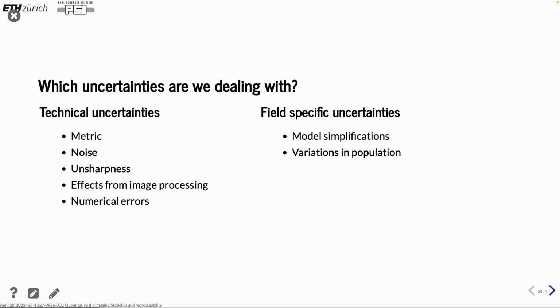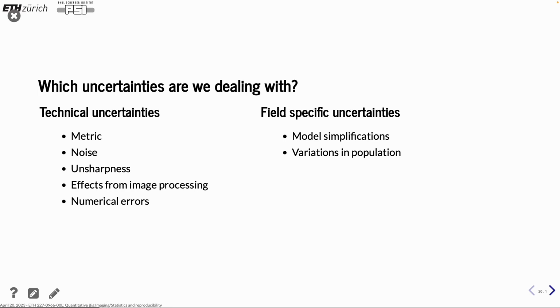So what kind of uncertainties are we dealing with? We can split them into two parts. One is a technical part. How good is our metric? How much noise do we have? Image unsharpness coming from the imaging system. Then we come on with effects that you introduce by image processing. And of course, you have some numerical errors that come from your modeling in the implementation. Could be rounding errors, for example.